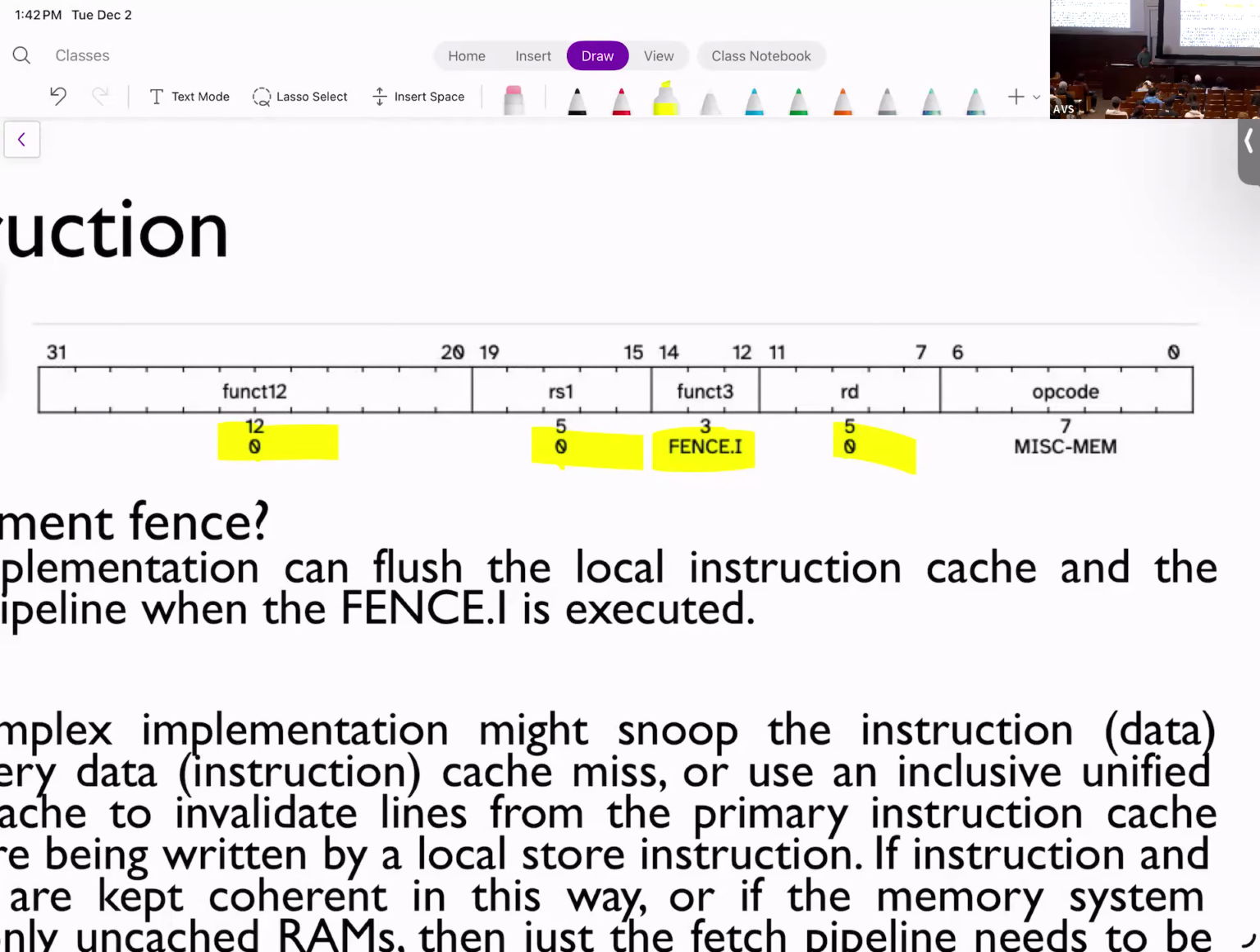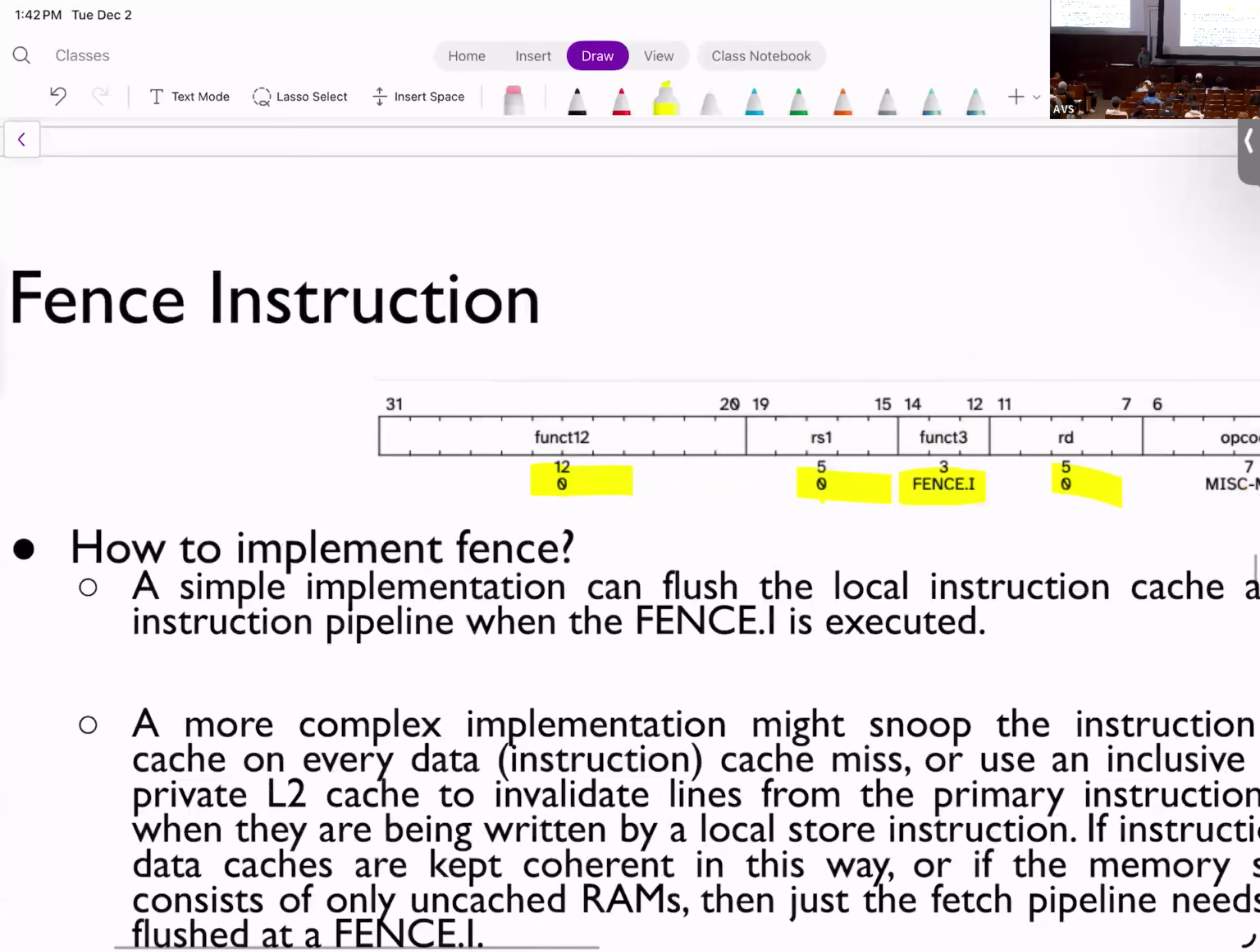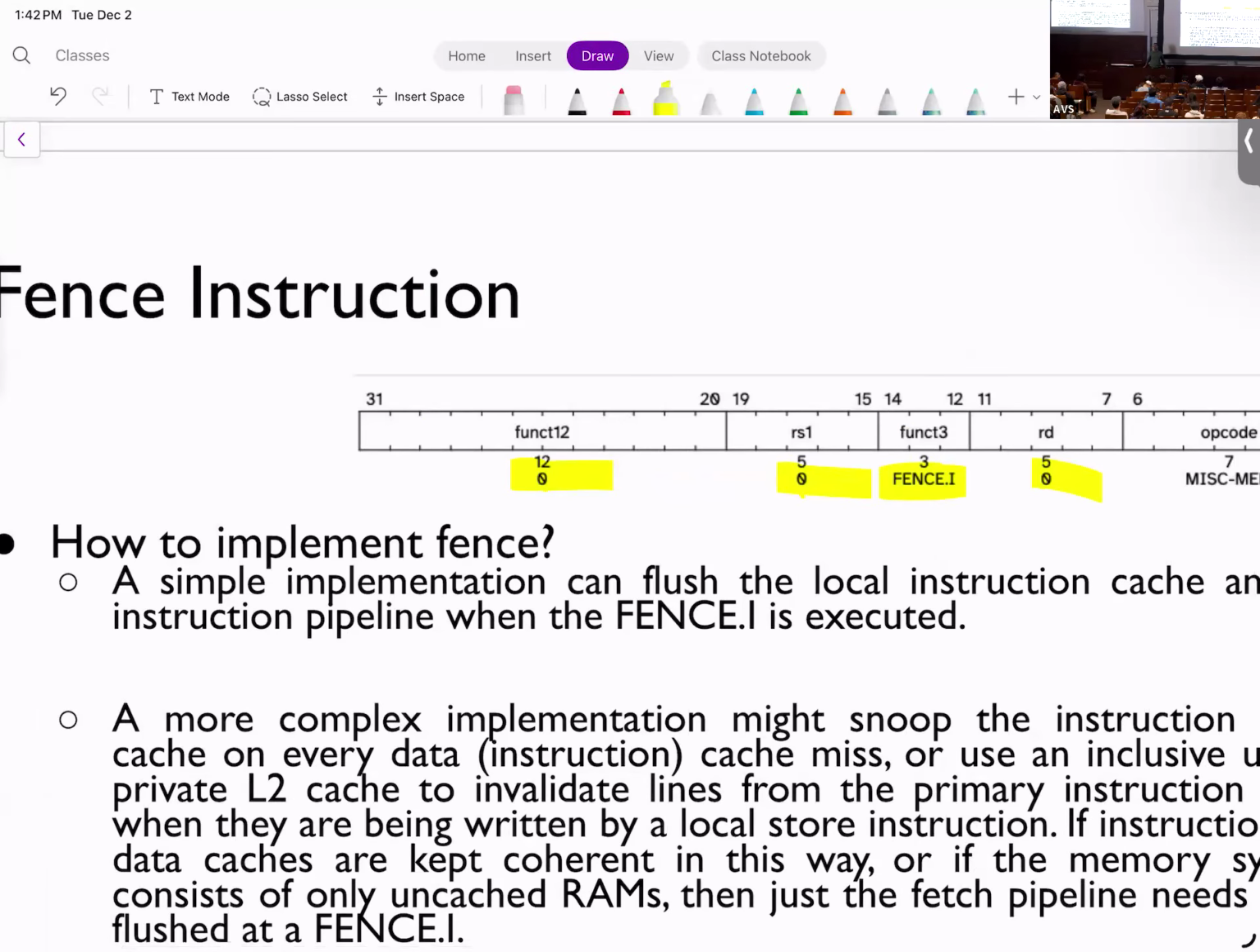How do you implement this? The simple implementation is that when I see a fence, I basically flush everything. Okay, so I flush my cache, I flush my pipeline, I flush all of the states, all the levels of cache. So if I do that, I ensure that everything is done, right? So there's no copy, there's nothing else.